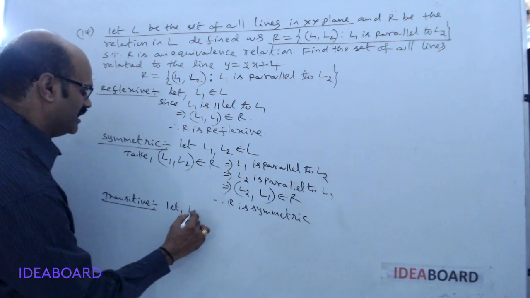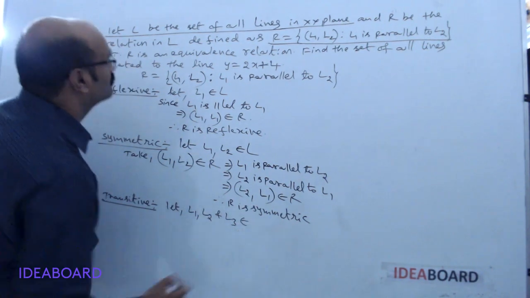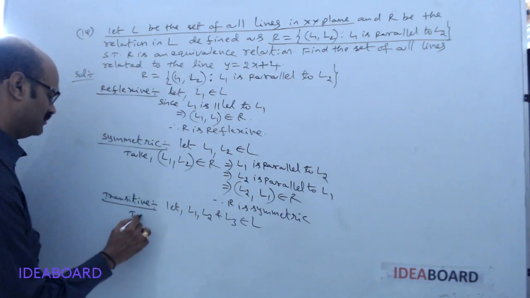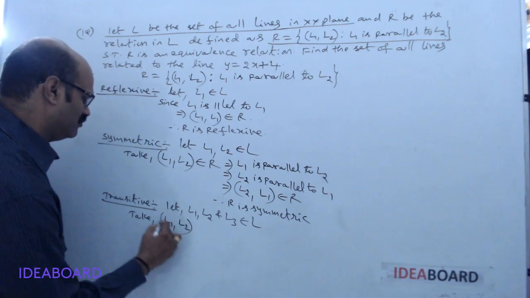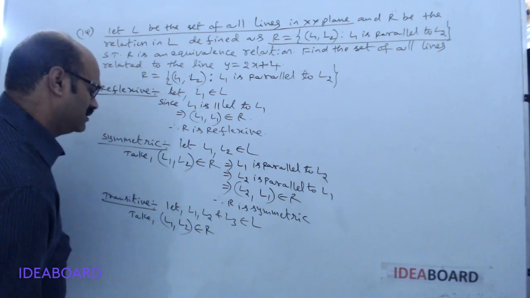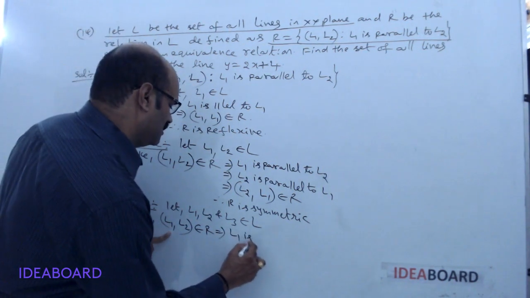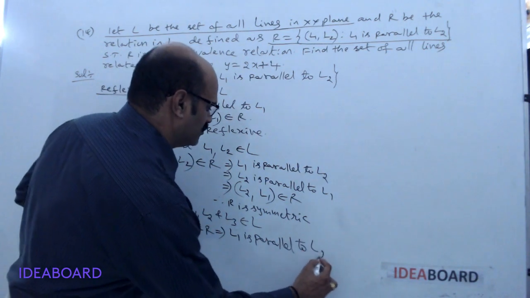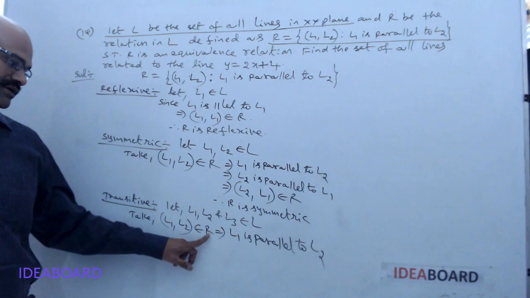Let L1, L2 and L3 belong to L. Take L1, L2 belongs to R. It implies L1 is parallel to L2. Next, take L2, L3 belongs to R.